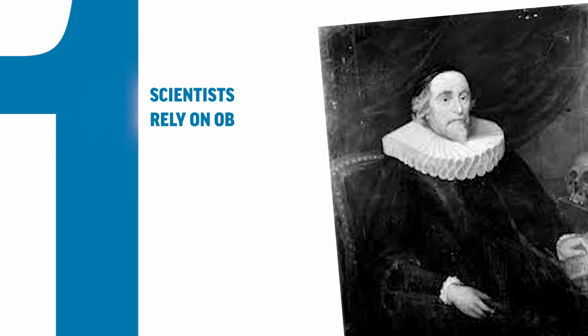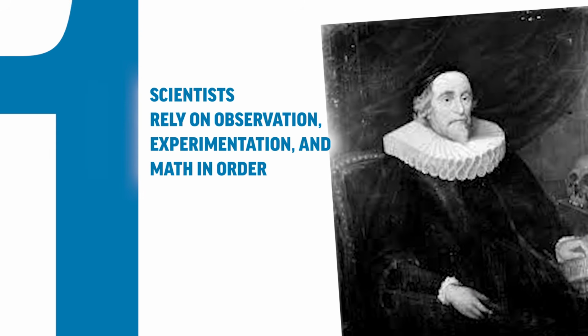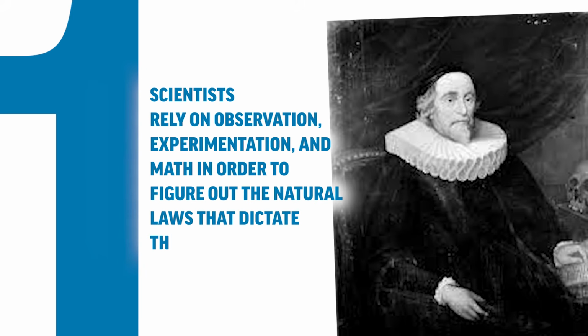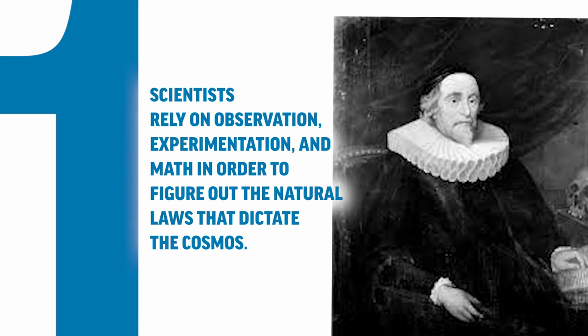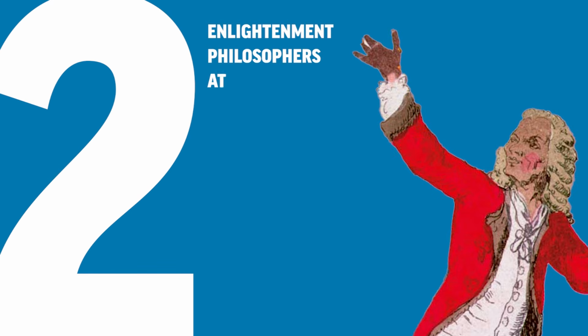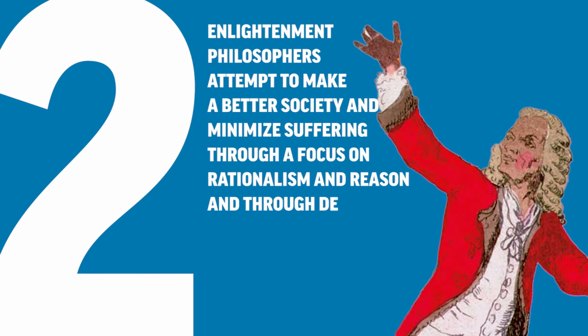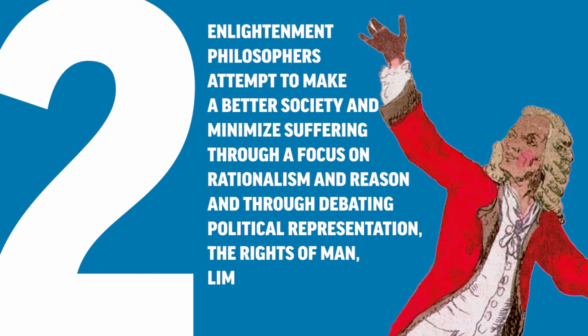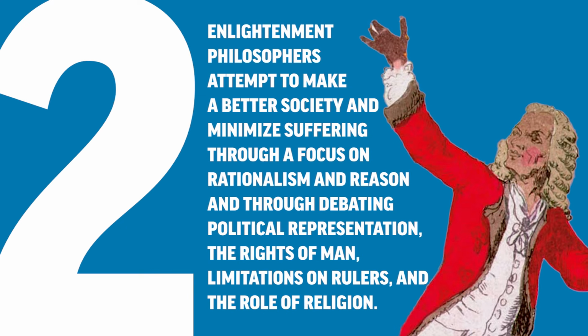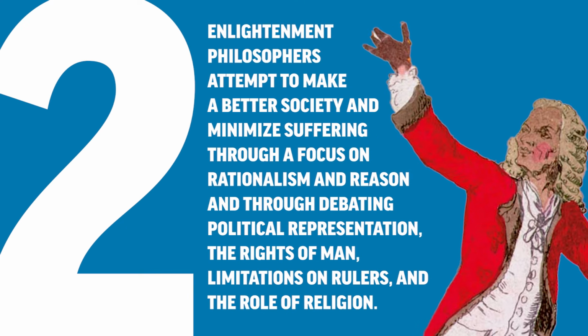As always, I love to start out each unit with a summary of the unit in 5 sentences. So here we go. Sentence number 1. Scientists rely on observation, experimentation, and math in order to figure out the natural laws that dictate the cosmos. Number 2. Enlightenment philosophers attempt to make a better society and minimize suffering through a focus on rationalism and reason, and through debating political representation, the rights of man, limitations on rulers, and the role of religion.